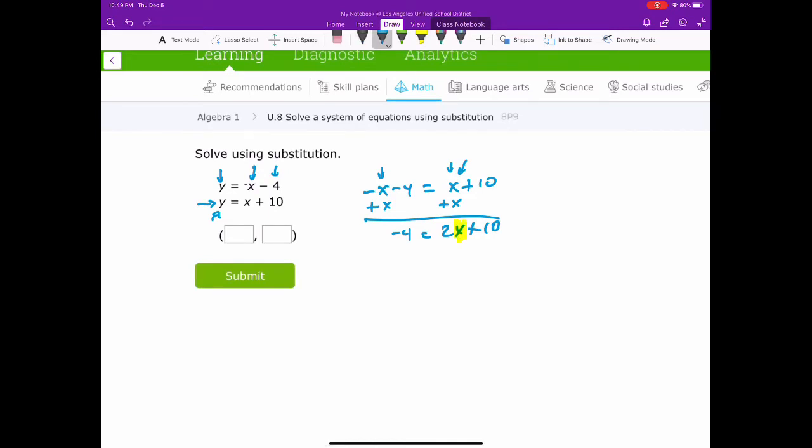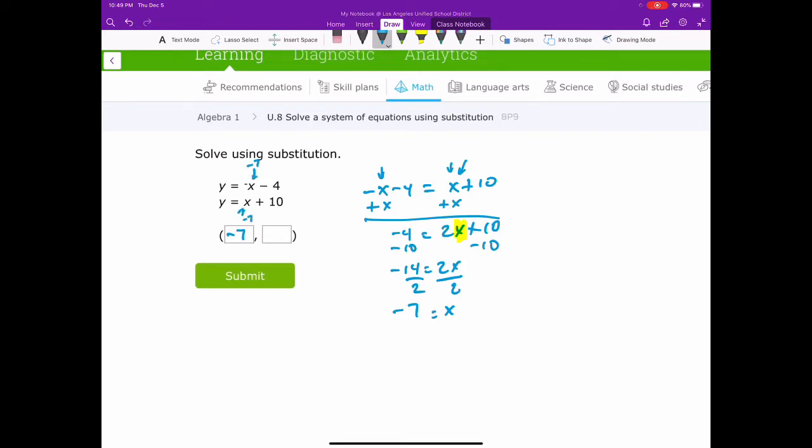Let's get rid of the 10. We're going to subtract 10 from both sides. Negative 14 is equal to 2x. Divide by 2, divide by 2. x equals negative 7. Now in this problem, we only have x. We have to look for y. But we have two equations here that give us that possibility. You can either plug negative 7 up here, or you can plug it down here.